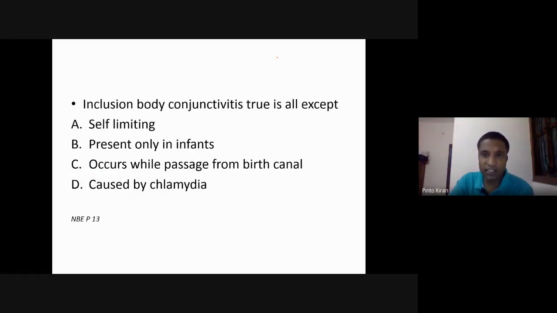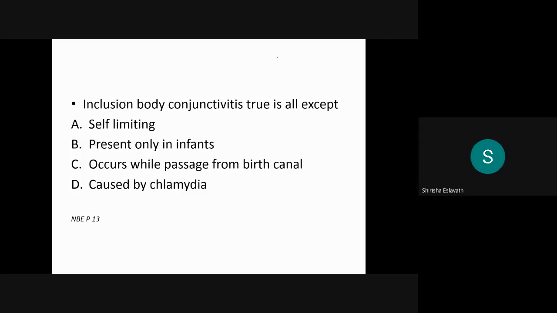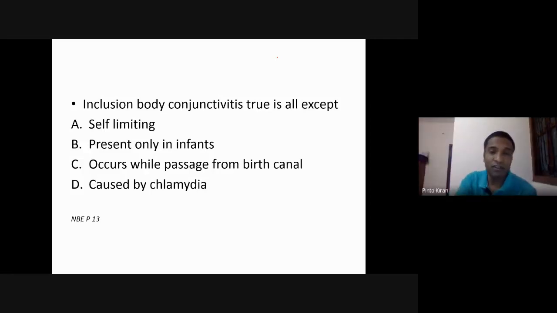Inclusion body conjunctivitis, true is all except: it's a self-limiting condition, present only in infants, occurs while passing through the birth canal, caused by chlamydia. Who will answer? Option B, present only in infants. Very good. It's not only seen in infants, it is also seen in females, in all age groups. This is the right answer.